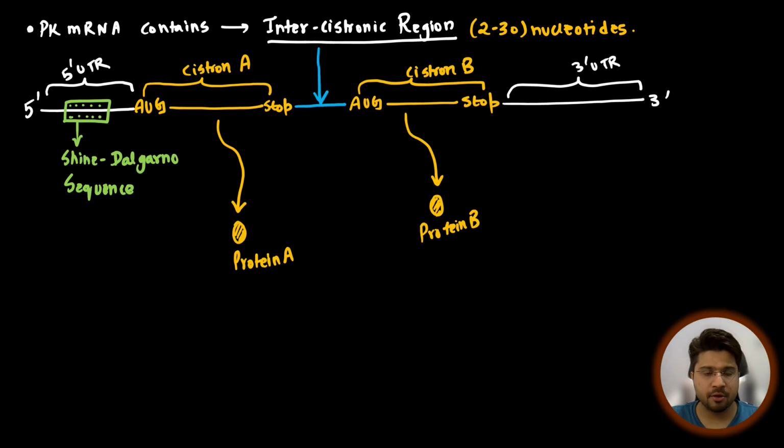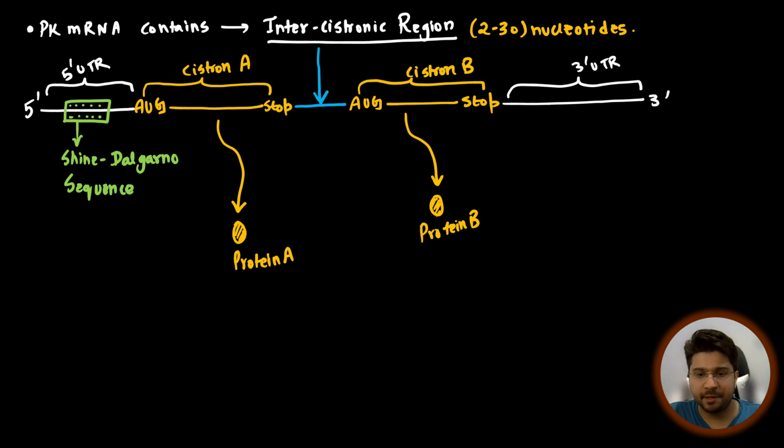Now, coming on the screen is a clear-cut picture showing a polycistronic prokaryotic mRNA, a typical example of that. If you look at the figure, there are multiple yellow regions. They represent multiple coding regions or cistrons, and they can form individual proteins, like protein A from cistron A, protein B from cistron B. Two cistrons are separated by a blue region called an intercistronic region, shown with a blue arrow.